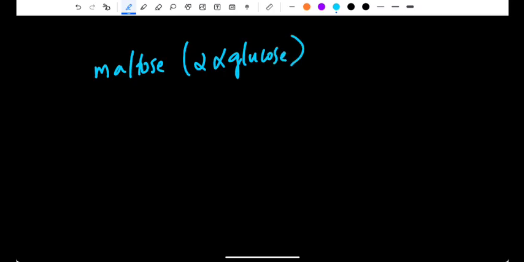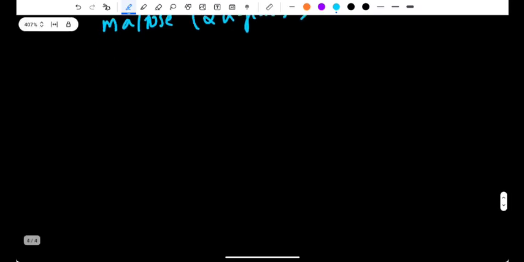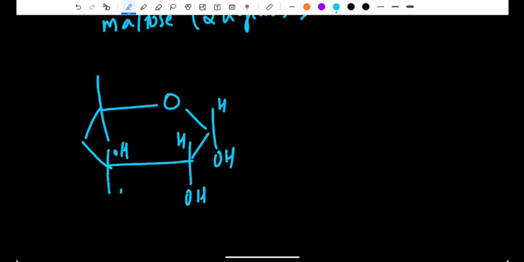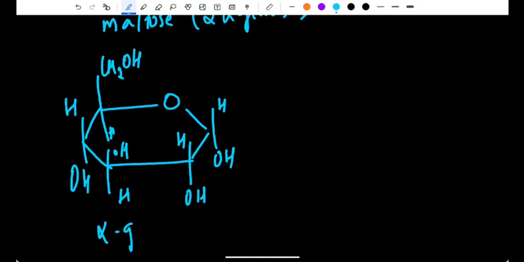First we are taking the example of maltose. Maltose means 2 alpha glucose. We know how to draw the alpha glucose structure. That is oxygen, first carbon, second carbon, third carbon, fourth carbon, fifth carbon, and the sixth carbon. Here H, OH, H, OH, H, CH2OH, H, OH. This one is alpha glucose.